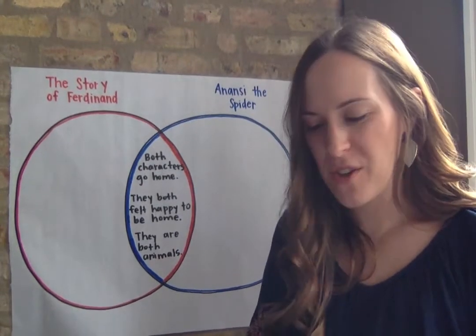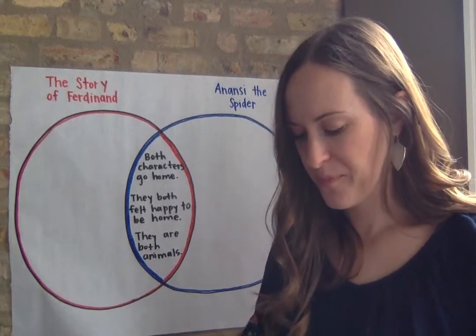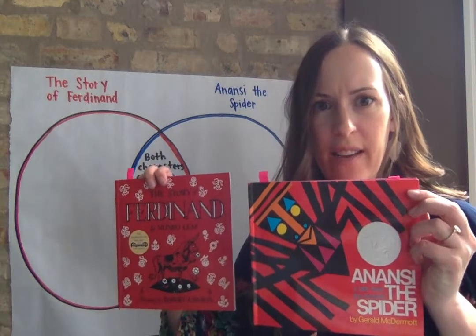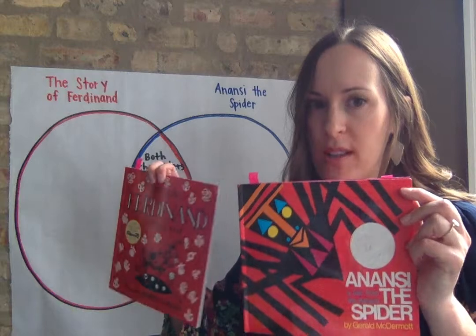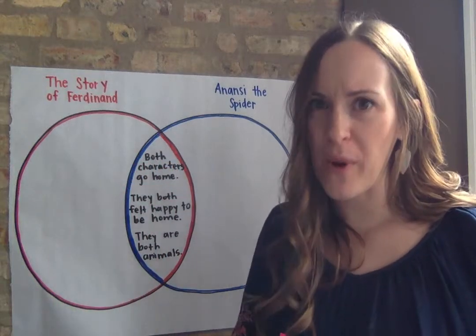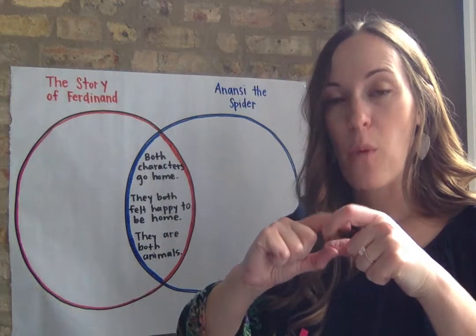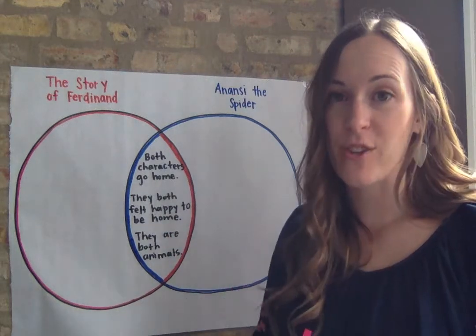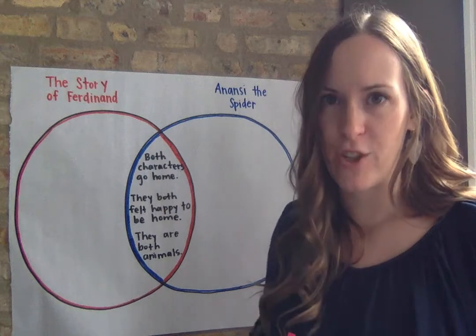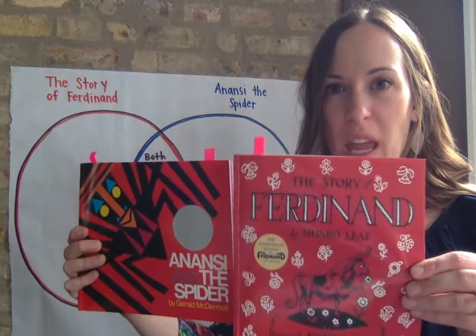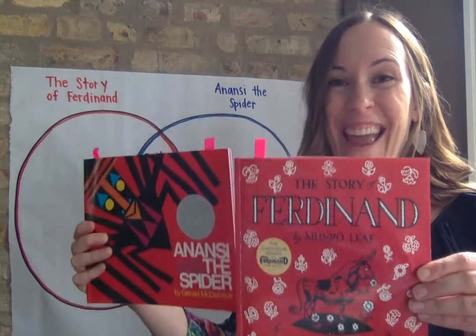You know what's cool, Kipsters? These books are really different. Very different things happen in these books. But you are all super great readers, and great readers can find things that are the same when they compare characters in a book. And you did an amazing job thinking about what was the same between Anansi and Ferdinand today.